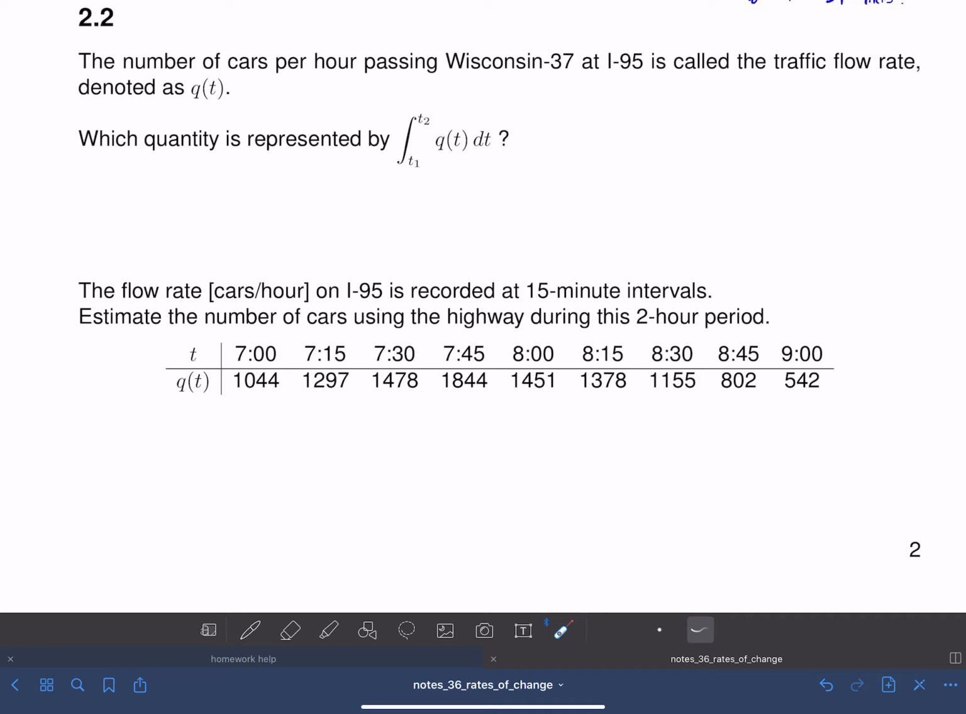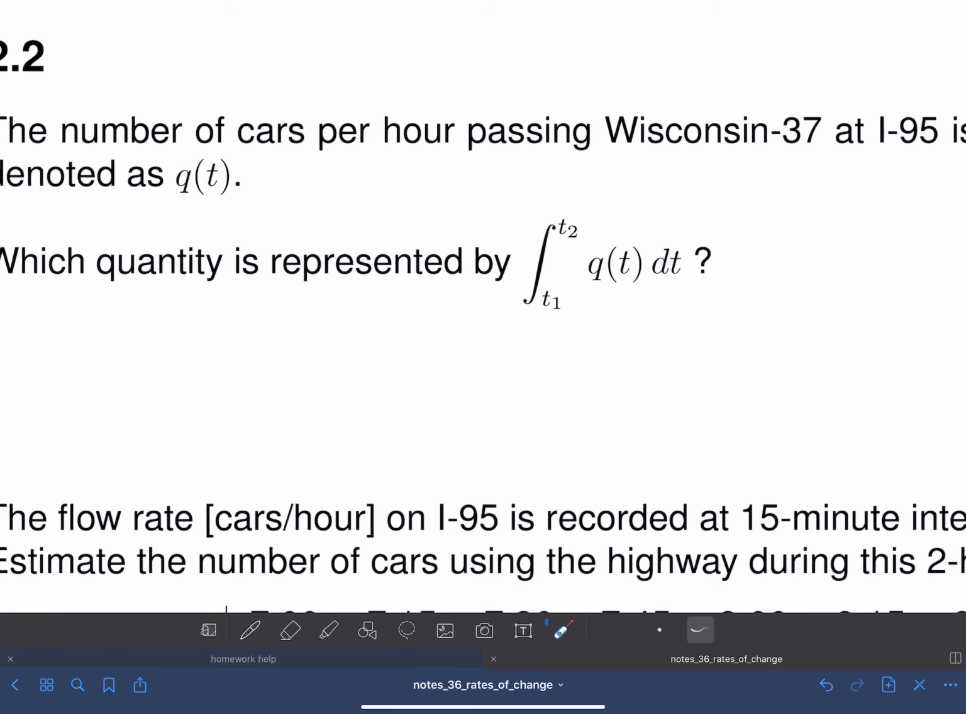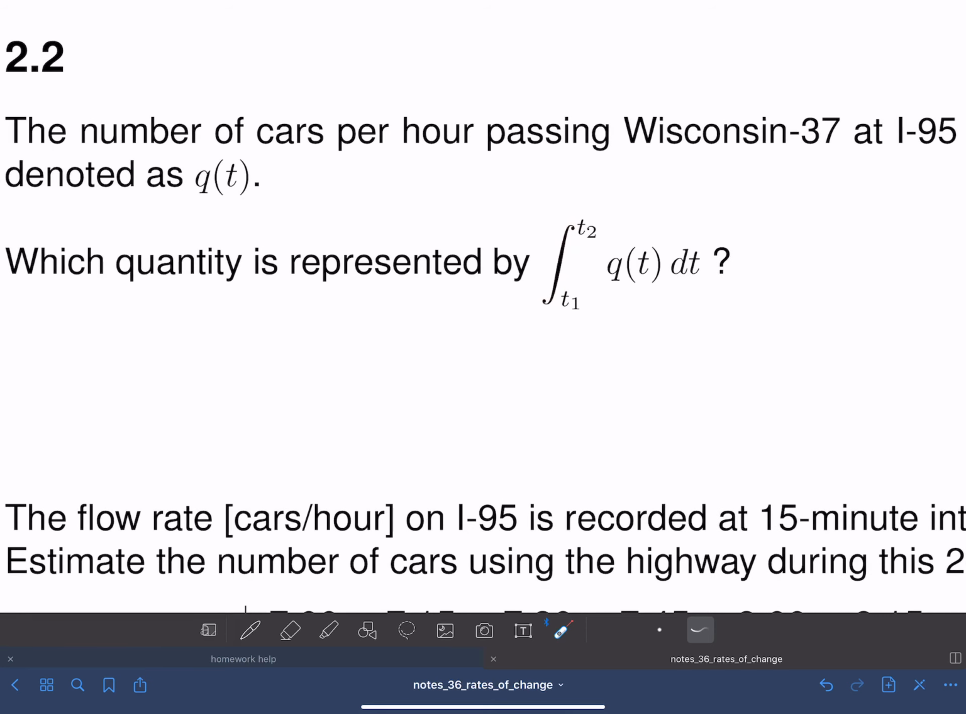All right, so the number of cars per hour passing Wisconsin 37 is the traffic flow rate. So if we analyze this expression right here, this integral from t1 to t2 of q of t dt, we're summing, right? That's all we're doing is summing. The act of summing doesn't change the units. All of the unit change comes from the q and the dt.